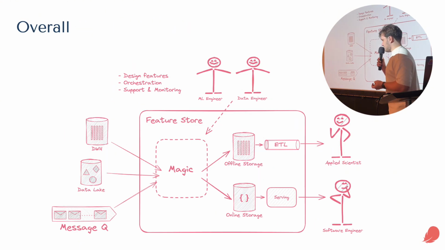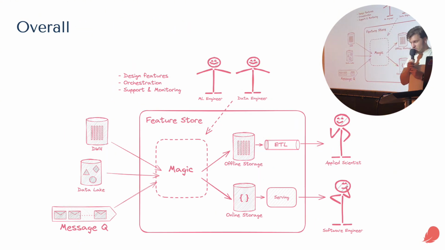So in a nutshell, the feature store would look something like this. You've got an applied scientist or data scientist, and you've got a software engineer. They have access to two different storages. One is online for low latency access, and another one is offline, usually some columnar data storage like Snowflake, Parquet files on some data lake, or, I don't know, Redshift, whatever you like. And some way to spin up an ETL tool to extract this data.